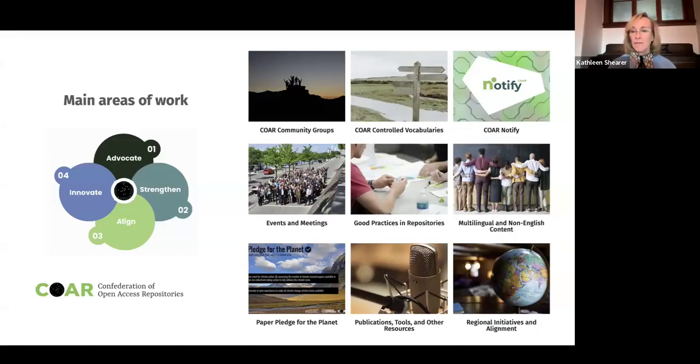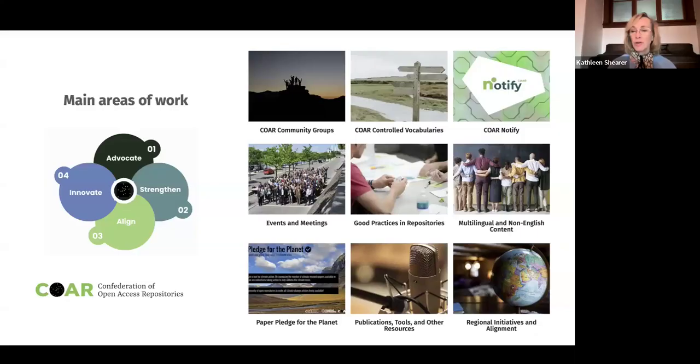Our main four areas of work are, first, to advocate for repositories and really make the case that repositories are critical infrastructure for open science. We do that with various international bodies, and when needed and when we can be helpful, at the national level with policymakers as well.